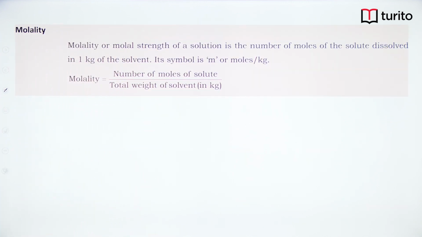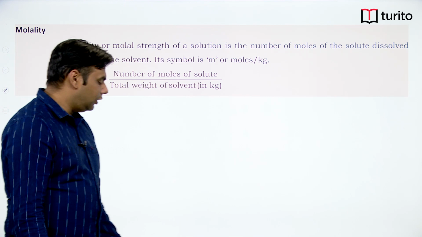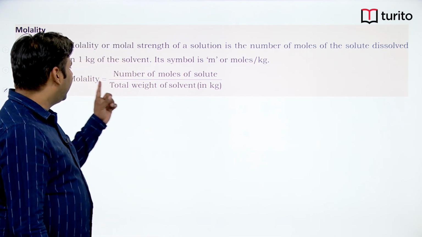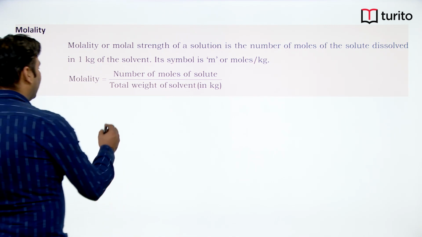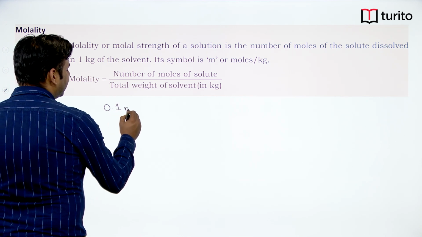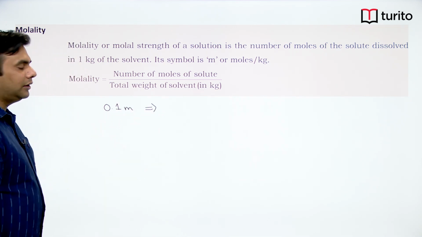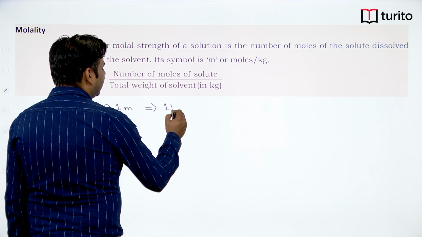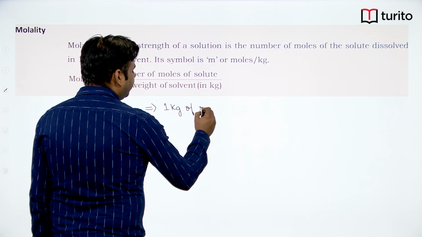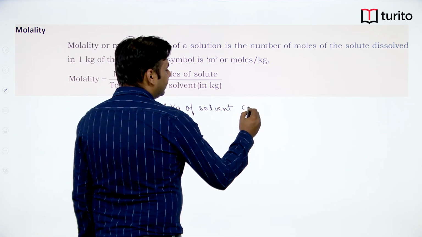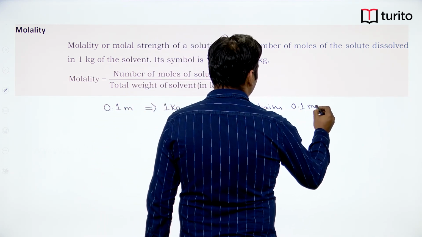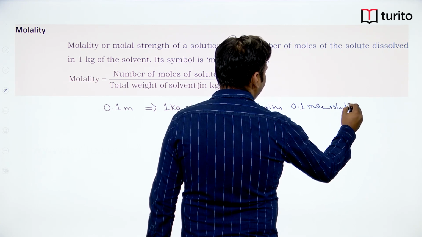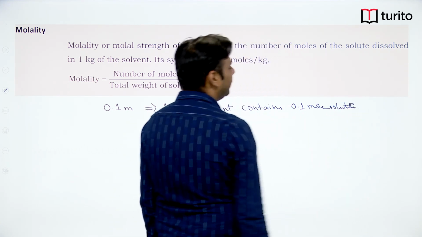Now let us look at the other concept, that is molality. Molality is basically the number of moles of solute dissolved per kg of solvent. So molality we write as number of moles of solute divided by mass of solvent in kg. Molality is represented by small m. So if we say that we are having a 0.1 molal solution, it means that 1 kg of solvent is mixed with 0.1 mole of solute.